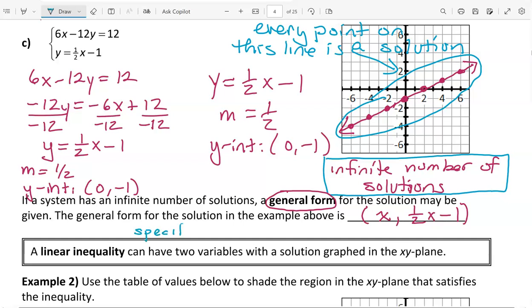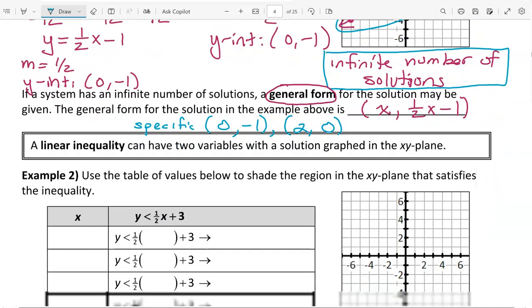So, for instance, if we let x be 0, then 1/2 times 0 minus 1 is -1, so one specific solution is 0 comma -1. Another is, if we let x equal 2, then 1/2 times 2 is 1, minus 1 is 0, so 2 comma 0 is another solution, or a point on that line. The general solution gives us a way to generate those specific solutions.